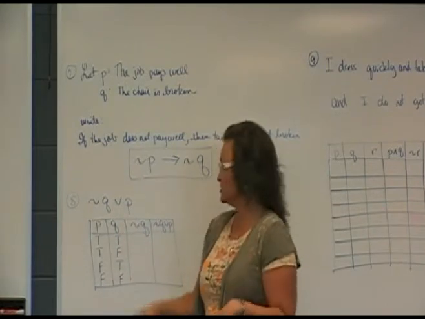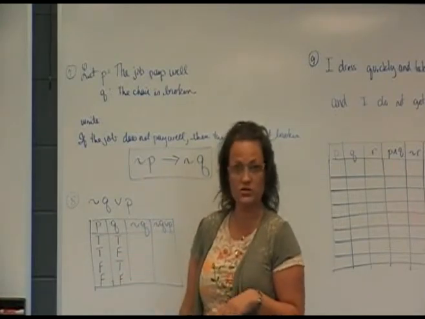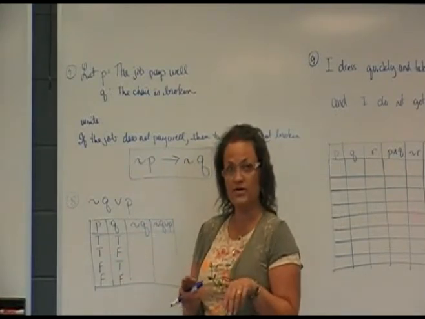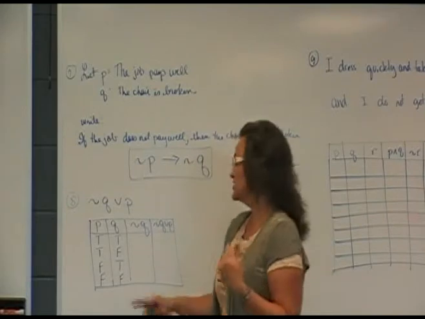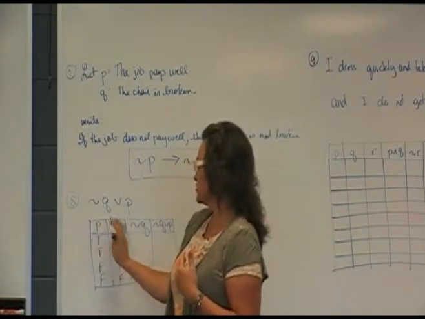If there's only 2 statements, you're going to have 4 rows. If there are 3 statements, you have 8 rows. And that's because you want to write down all the possibilities for P and Q.